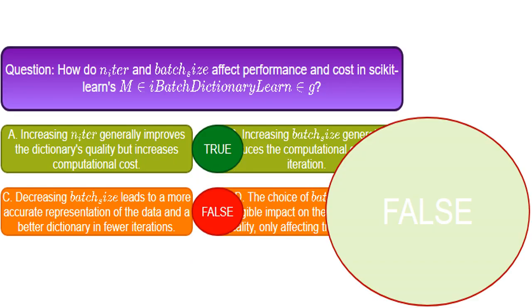I also disagree with this statement. The batch size does have an impact on the final dictionary quality. The algorithm's inherent randomness means that the choice of batch size directly affects how the algorithm explores the data space and therefore the final solution. It's not just about speed.